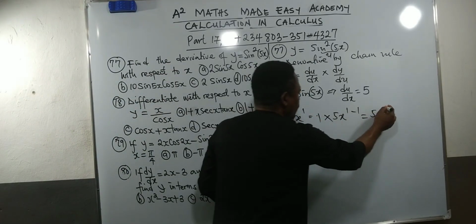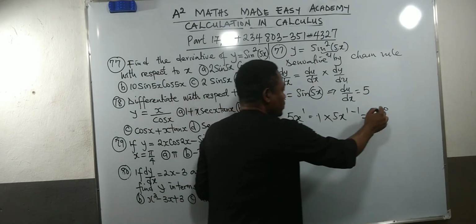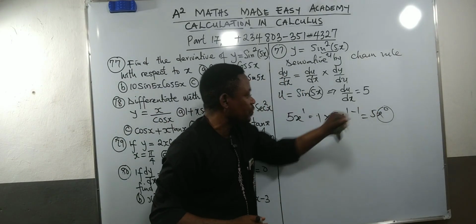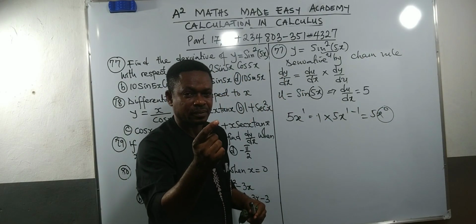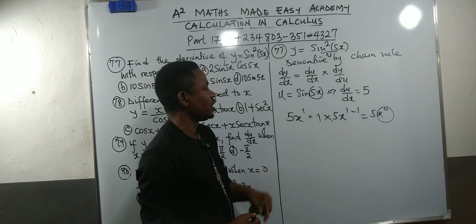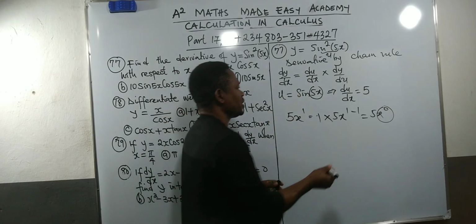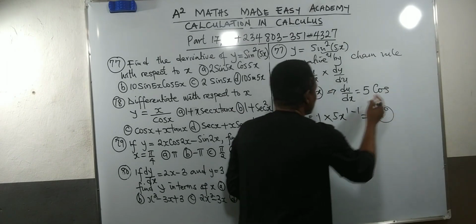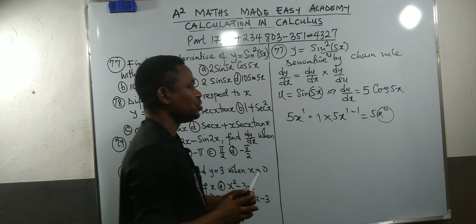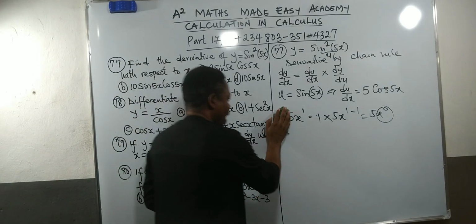Then 1 minus 1 will give me 0. Permit me to say anything raised to power 0 is 1. And 1 times 5 will give you this very 5. Are you with me now? Then after that, the next thing we are going to do is to differentiate sine. Anytime you are differentiating sine, the answer is cos. Then repeat the value, which is 5x. I've gotten du over dx. Are you with me?